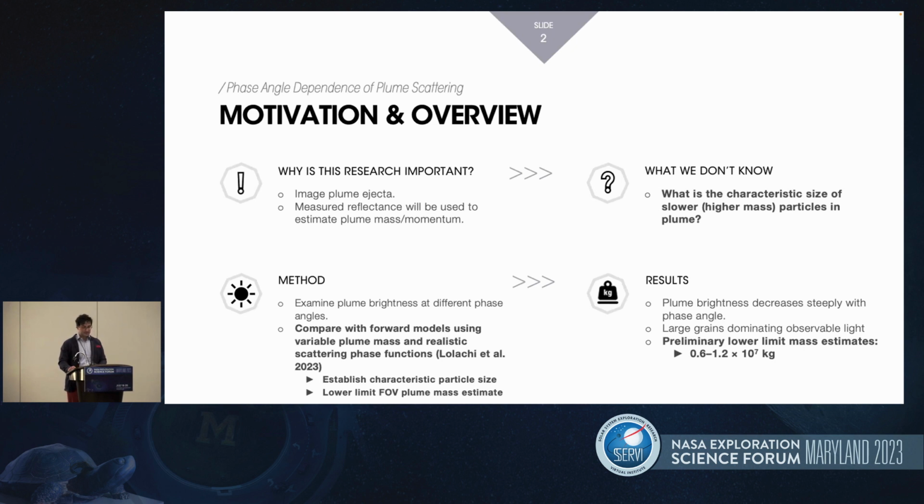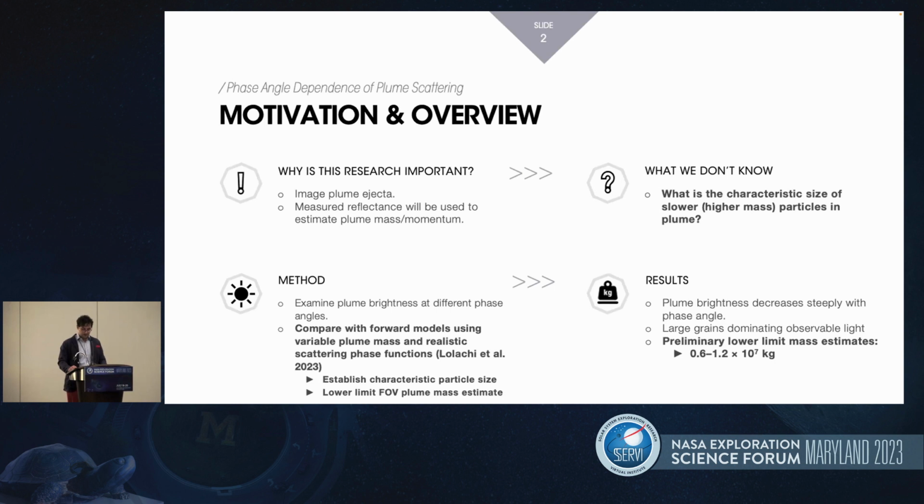So for this study, we examined plume brightness as a function of phase angle to help identify a characteristic ejecta particle size. In the observations, we compared these changes in brightness with radiative transfer forward models using variable plume mass, utilizing scattering phase functions, including those from our previous work in Lolachi et al. 2023. Our phase functions are a series of scattering models for impact plume ejecta fragments based on plausible real-world analogs, many using laboratory measurements from the works of Munonan et al. and some others.